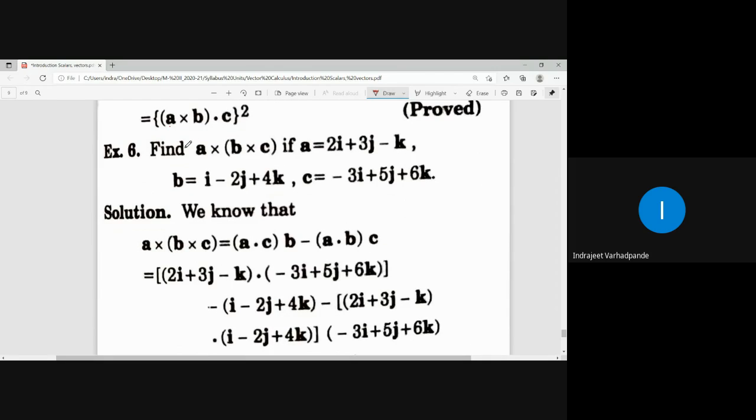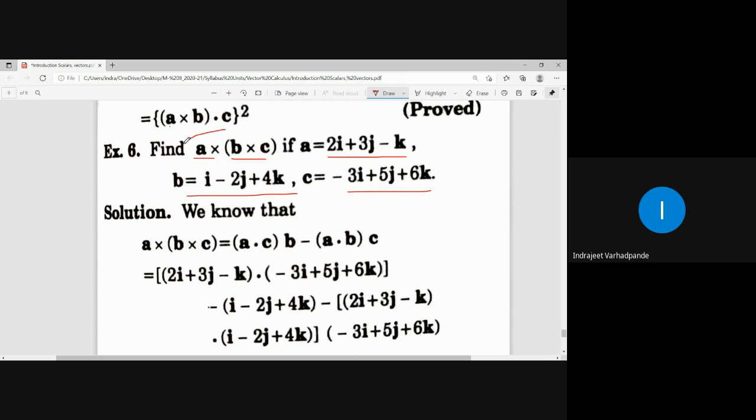If you are asked to now find the product a bar cross b bar cross c bar, wherein the vectors are given in the component form: a bar is 2i plus 3j minus k, b bar is i minus 2j plus 4k, c bar is minus 3i plus 5j plus 6k. These are the three different vectors provided to you. Why am I calling them vectors? Because they are expressed in the component form.